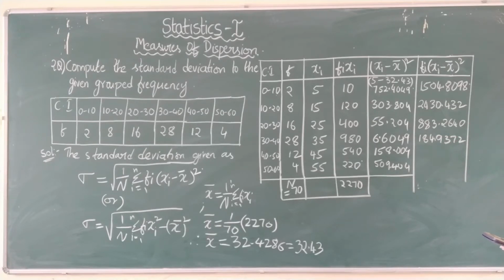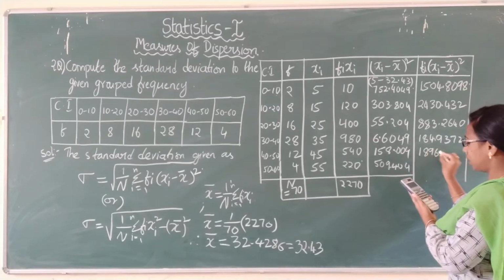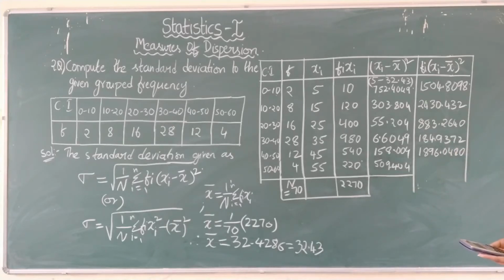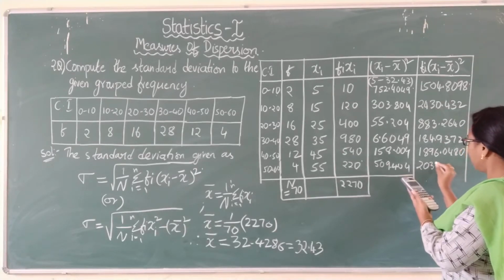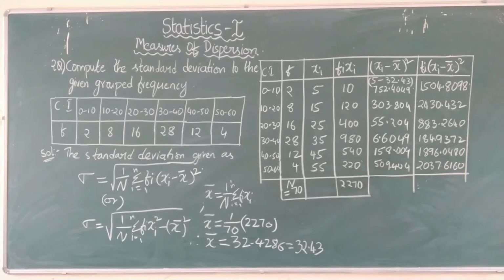12 into 158.004 is 1896.0480. And the last frequency is 4. So 4 into 509.404 is equals to 2037.6160. Now add all these values, the last column values.